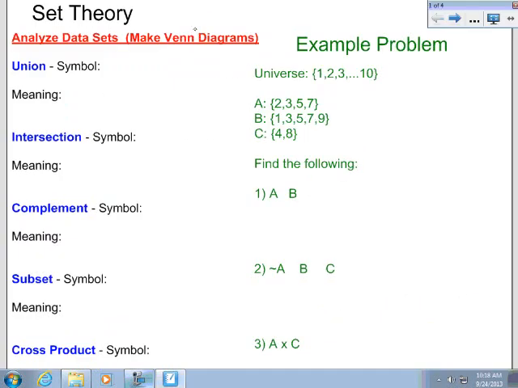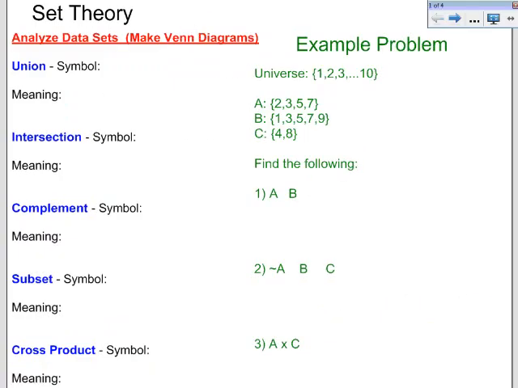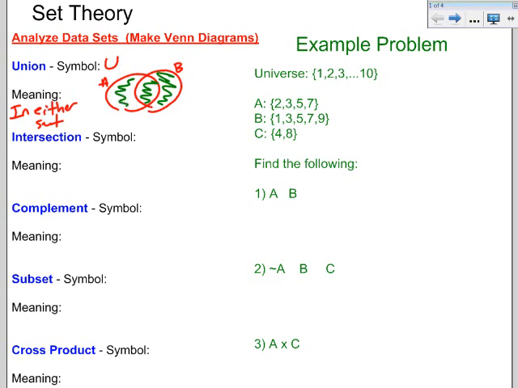So in this particular problem, we're going to be talking about set theory. Now, set theory is a lot of vocab. First thing you need to know is union. The symbol is like a U. This means it's in either set, so it's everything in either one of the sets. So if you think of it like a Venn diagram, it's everything in the B circle, everything in both, and everything in A. It's anything that's in either set.